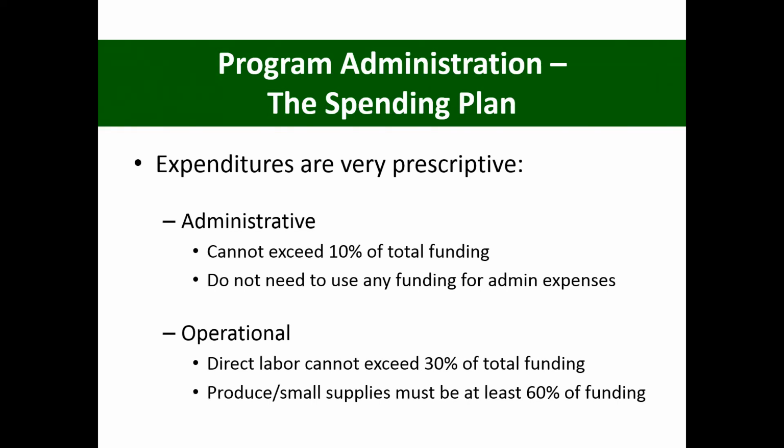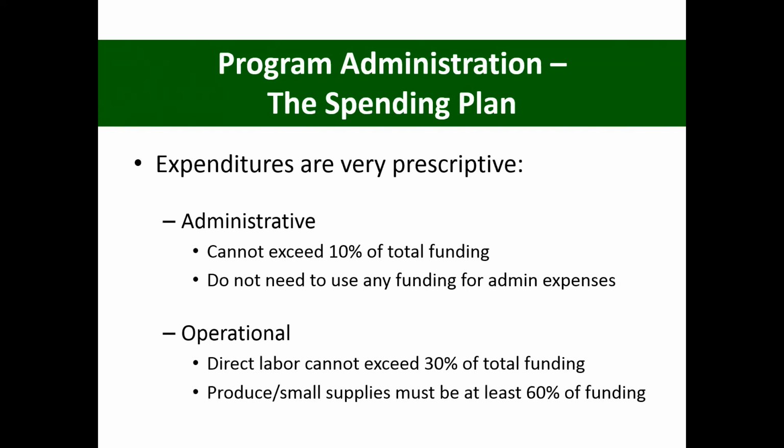Okay, expenditures are very prescriptive. Administrative costs cannot exceed 10% of total funding. So of course, if you're getting total funding of $100, you can't spend more than $10 on administrative costs. But you don't need to use the Fresh Fruit and Vegetable funds for administrative costs, meaning that if you just want to absorb it in your normal food service program and say you're not going to charge the Fresh Fruit and Vegetable program for administrative costs, you can have that at zero. Okay, the thing is you can't go over 10% of whatever your total allotment is.